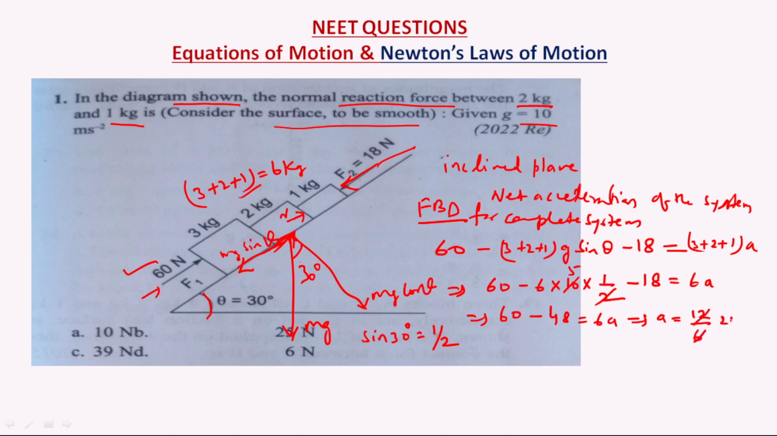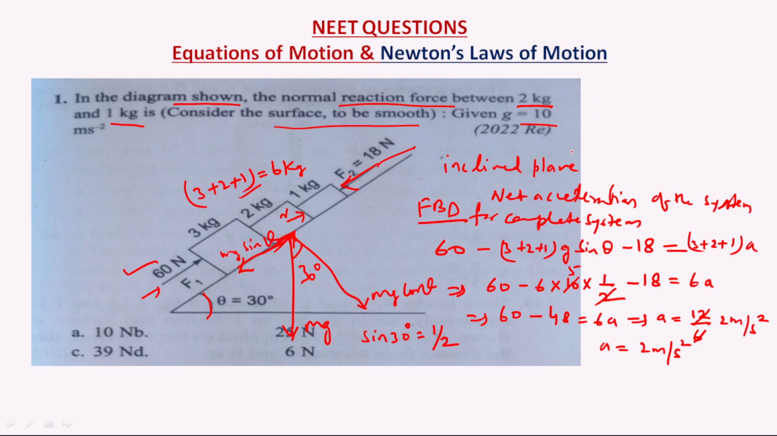So 2 meter per second square is the net acceleration of the system. So that we found. Our purpose is not solved yet, because we need to find out the normal reaction between 2 kg and 1 kg.